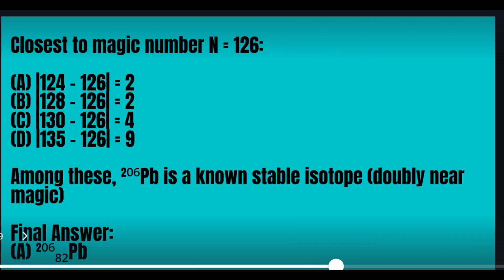So close to magic number N is equal to 126. See, in A, 124 minus 126 is equal to 2. In B, 128 minus 126 is equal to 2. And in C, 130 minus 126 is equal to 4. And in D, 135 minus 126 is equal to 9. Among these, Pb-206 is a known stable isotope, doubly near magic. Final answer option A is the correct one, that is Pb-206 and 82.